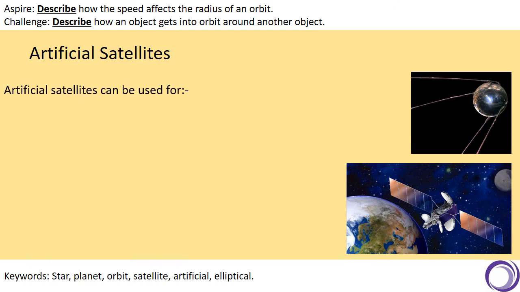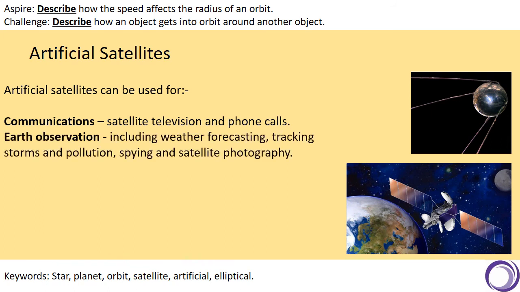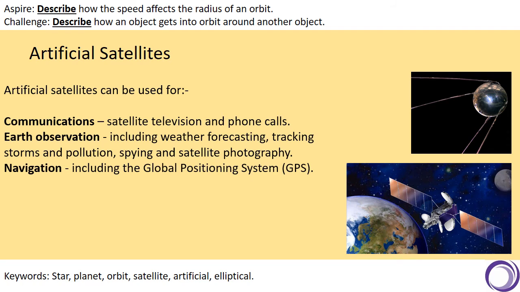So a list, probably a good idea to make a note or come back to it at the end so that you've got a record. So we use them for communications, telecommunications, satellite TV and satellite phone calls. Observations of the Earth, like weather forecasting, tracking storms, looking at pollution. We take continual temperatures of the Earth's surface so we can monitor global warming. Spying, satellite photography, Google Images, for example. Use them for navigation, GPS.